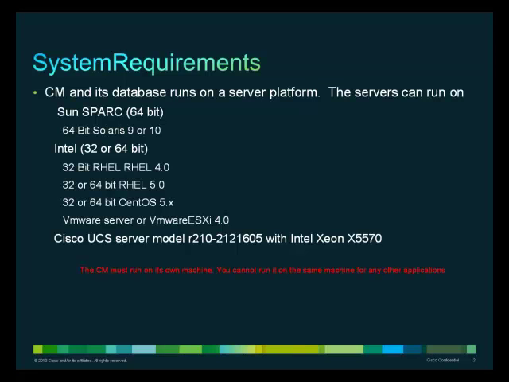Cisco UCS server model R2010 212.1605 with an Intel Xeon 5570 processor is also used to host the collection manager software. Now, it is important to note that the CM must run on its own machine, and you cannot have any other application run on this particular machine.